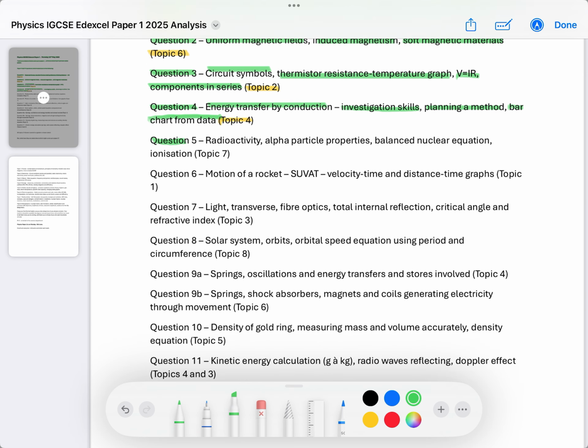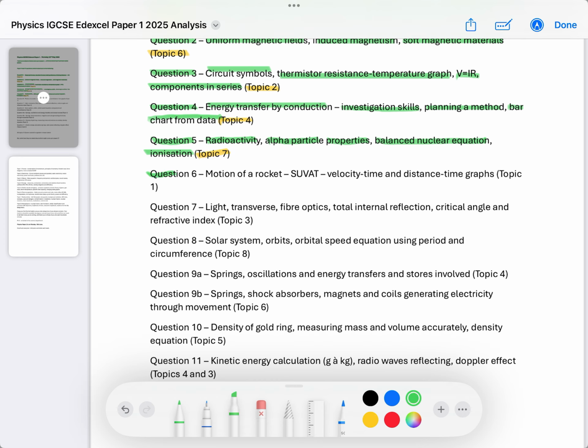Question 5 was about radioactivity. The main focus was alpha particles, their properties, and writing a balanced nuclear equation where alpha was emitted. And there was a question about ionization. Okay, they were looking at a Wilson cloud chamber, so it basically left a trail behind it. Okay, so now we've done topic 7. So that's 1, 2, 4, 6, and 7.